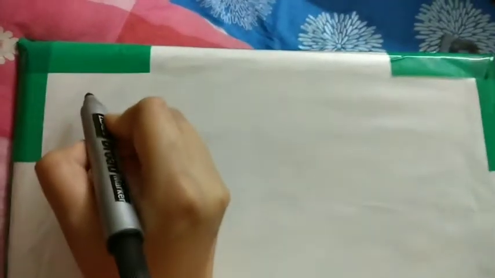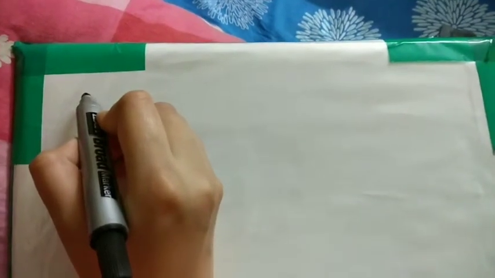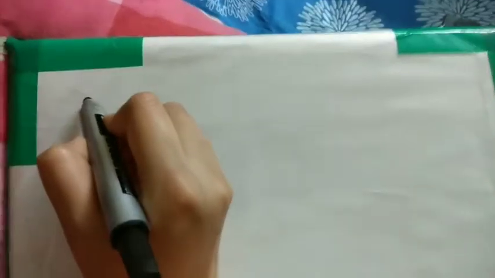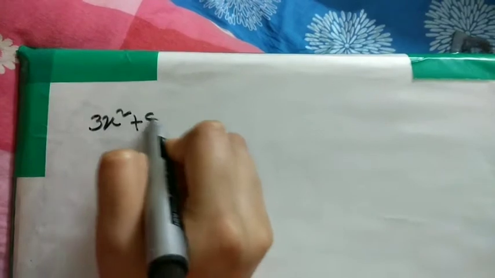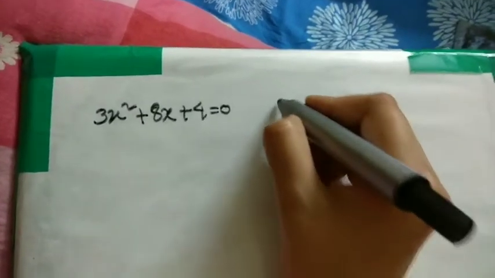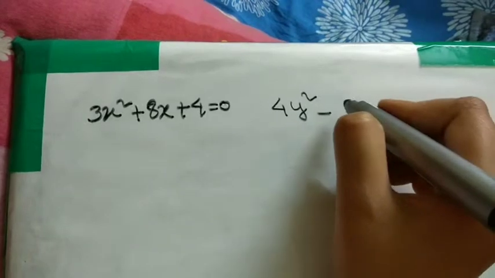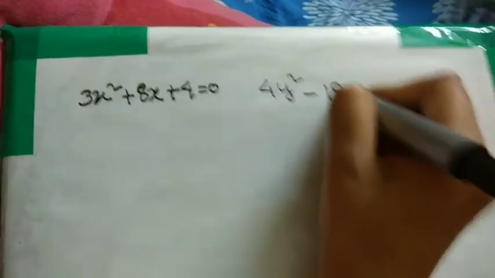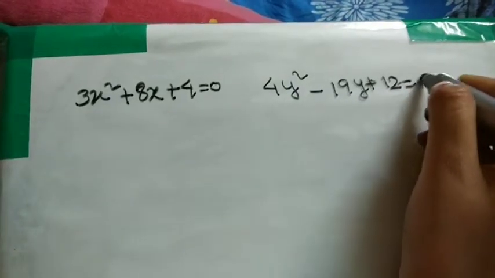Okay friends, first of all let's just take an example. 3x square plus 8x plus 4 equals to 0. 4y square minus 19y plus 12 equals to 0.